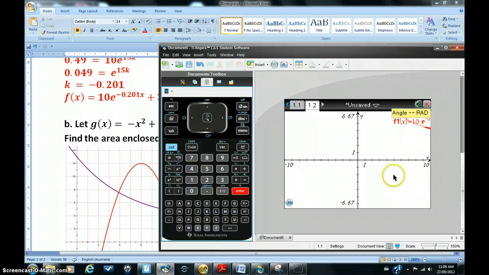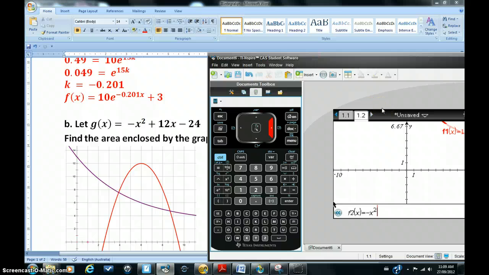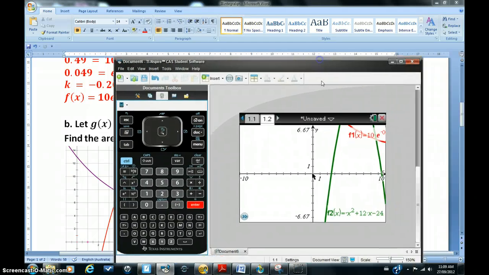You just see part of the graph there. Now I'm going to hit tab and enter the second function. So f2(x), and this is going to be the quadratic, so it's minus x squared plus 12x minus 24. Okay, so move this back, and there's our two graphs.